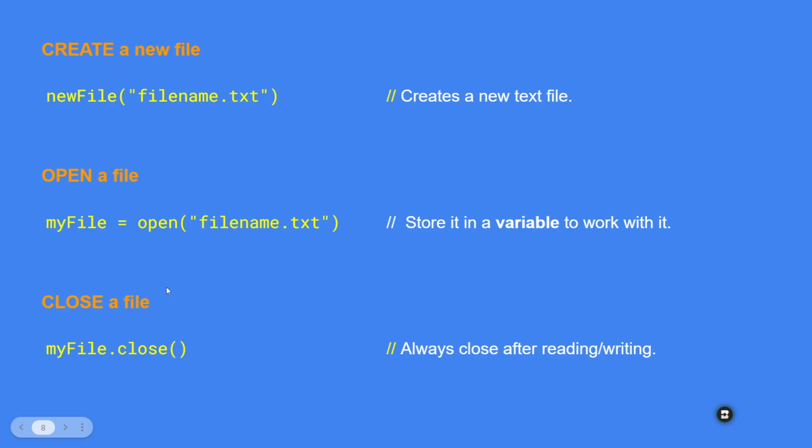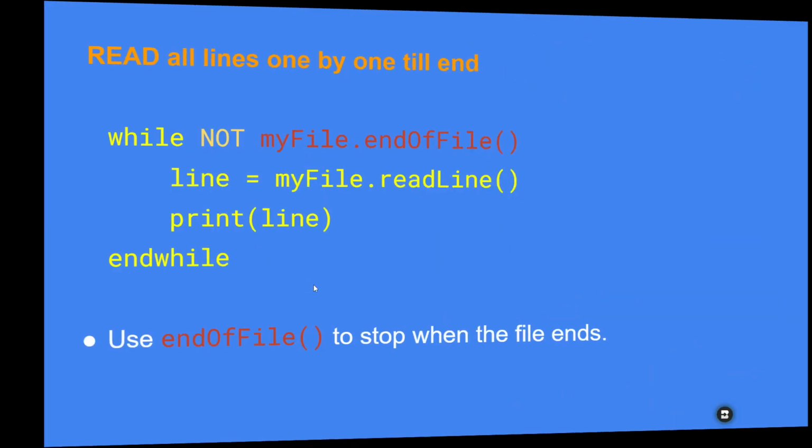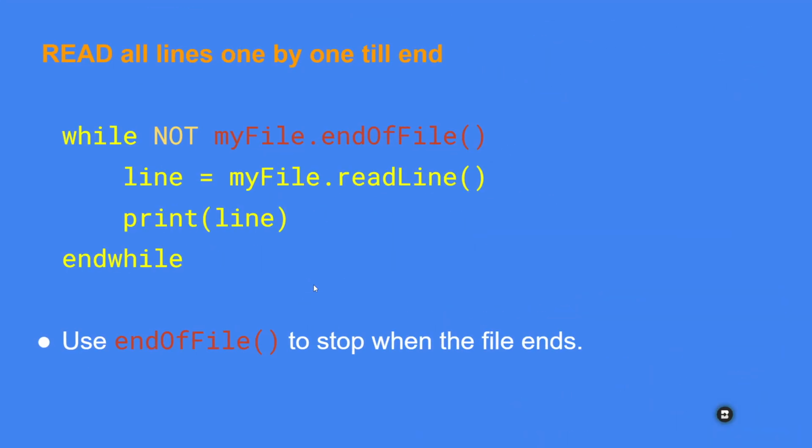For the GCSE, you need to know one more operation, which is how to read all the lines, because read line is going to give you just one line. Whenever you run this, it's going to print one line, then another, then another. But if there are 100 lines, how can you read them all one by one without writing read line over and over? Of course, you're going to write a while loop.